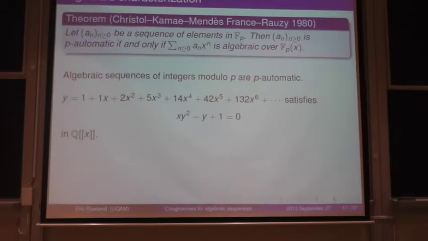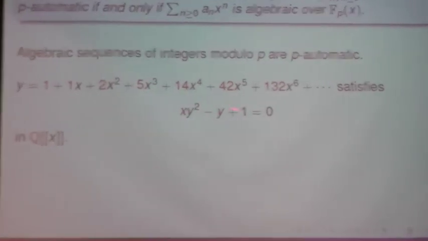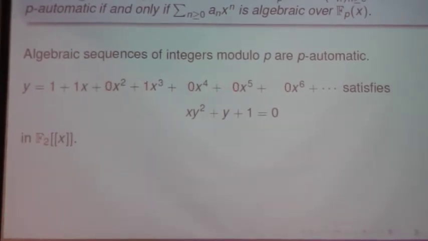So this immediately implies that if we take an algebraic sequence of integers and reduce them modulo p, we get a p-automatic sequence. Here's the Catalan sequence again. I'm going to take the coefficients and reduce them mod p. I'm also going to reduce the coefficients in the polynomial mod p, so mod 2 in this case. If there had been a 2 in front of all these coefficients, then this would have been 0. But barring bad cases like that, we get a generating function with entries in the field of size 2 that now satisfies this polynomial equation. And by Christol's theorem, since it's algebraic, it's therefore 2-automatic.